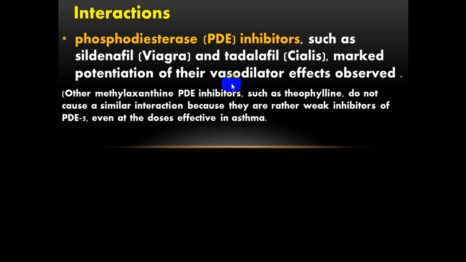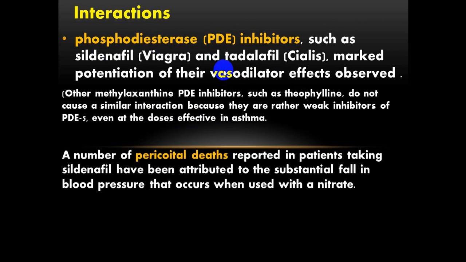But Viagra and Cialis are strong inhibitors of PDE, phosphodiesterase. A number of pericoital deaths reported in patients taking sildenafil have been attributed to the substantial fall in blood pressure that occurs when it is used with nitrate. When nitrate is used with sildenafil, Viagra, there is a large rate of what is called pericoital mortality. Another type of nitrate, glycerin trinitrate, has the same pharmacokinetics, side effects, and interactions.